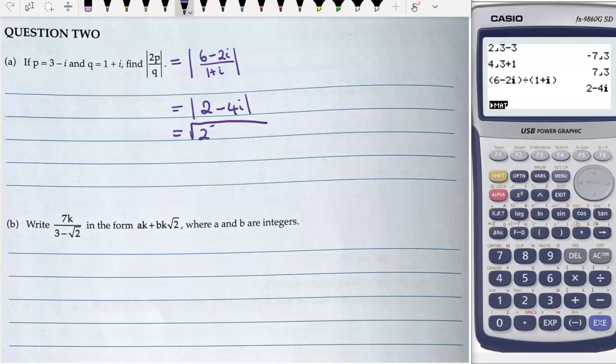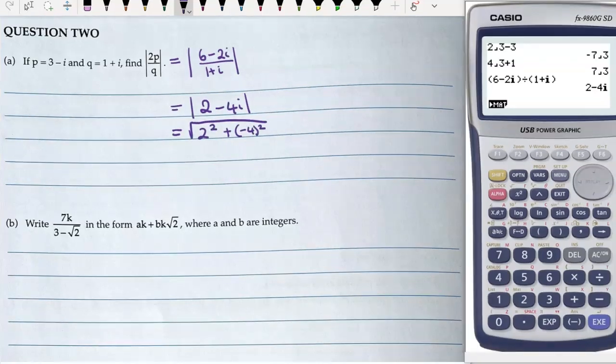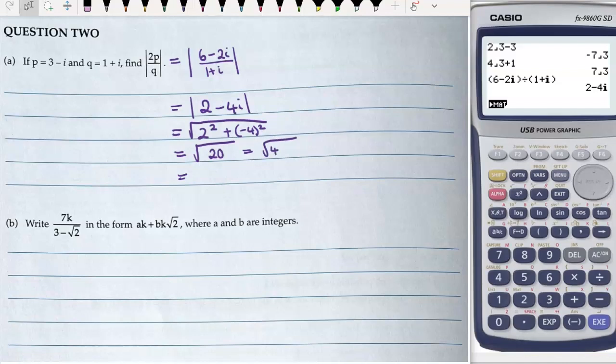square root of 2 squared plus 4 squared. So that comes to the square root of 4 plus 16, which is 20. Now, if we're simplifying surds, we take out square numbers where we can, square factors of that. So 20 is the same as 4 times 5, which is root 4 times root 5, which is 2 root 5.